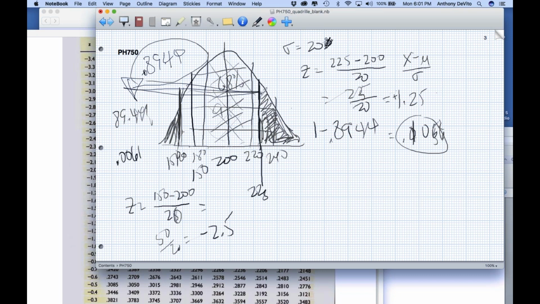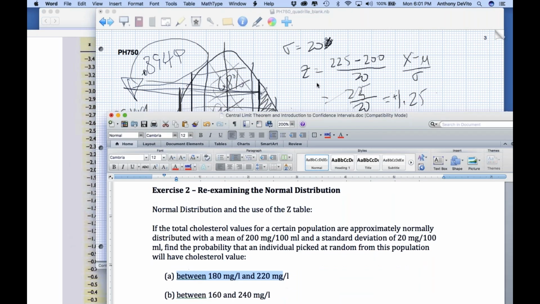0.0061. Now I don't have to convert that because the question was, what's the probability that someone selected is less than that value? We're looking at the area to the left of the Z-score, so that's already what it should be. That's what the table always gives us, the area to the left of the Z-score. In this case, it's a negative z-score because it's on the left side of the mean. Okay, was there one more?